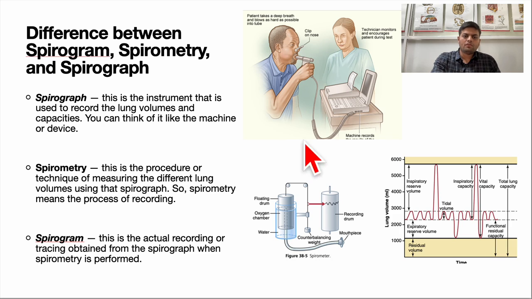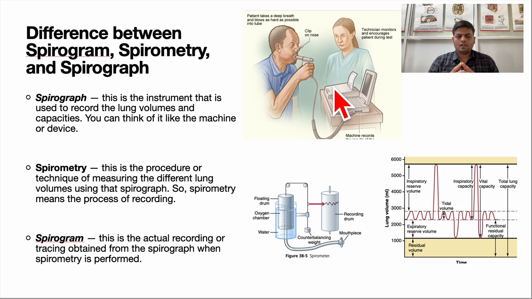First of all, this over here is the spirograph. It is an instrument that is used to record different lung volumes and capacities. A spirometry is the technique of measuring different lung volumes using this machine, the spirograph. And a spirogram is the actual tracing obtained from a spirograph when a spirometry is performed. So in simple terms, a spirograph is an instrument, a spirometry is a process, and a spirogram is the result or tracing.